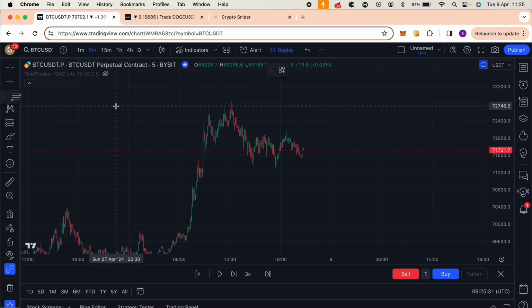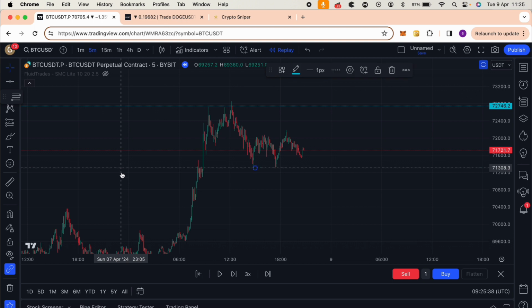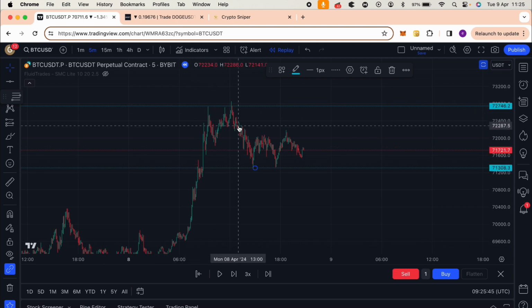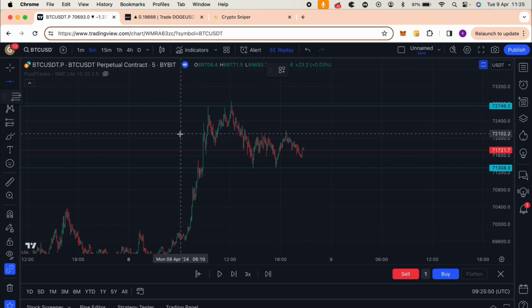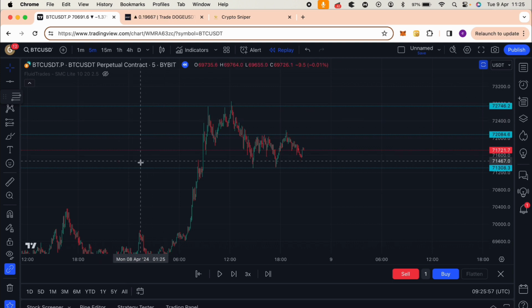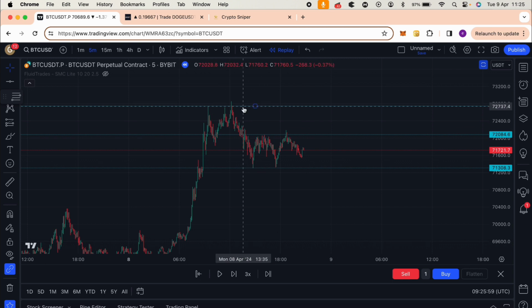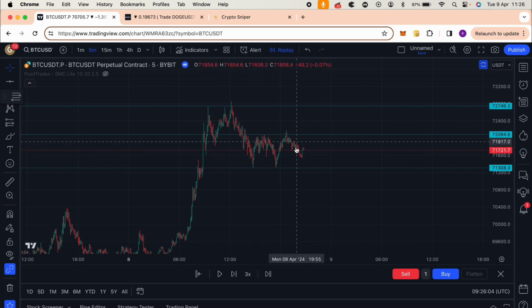Let me draw the lines and then I'll explain what I'm going to do. As you can see, I drew these two lines at this support. Let me draw another one here because I see another one. Okay, so basically here we draw support and resistance. This is a support and this is a resistance.